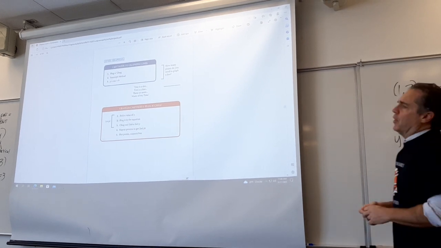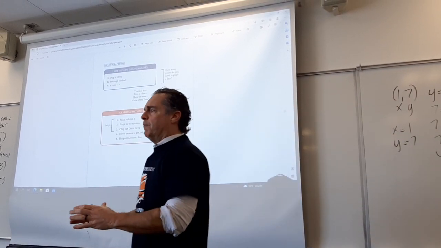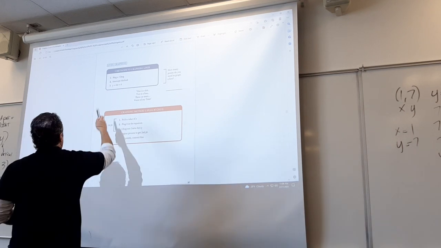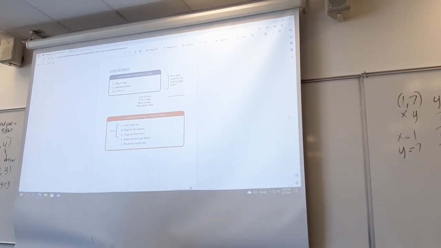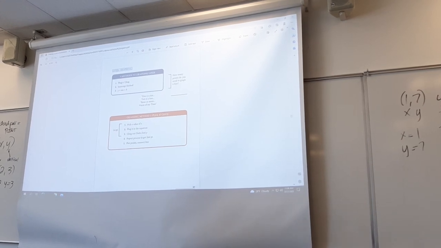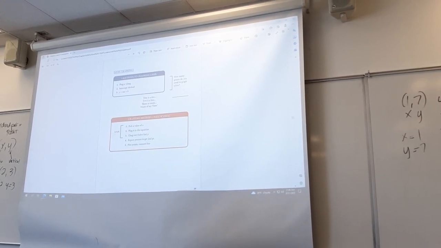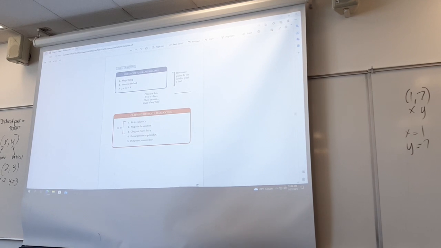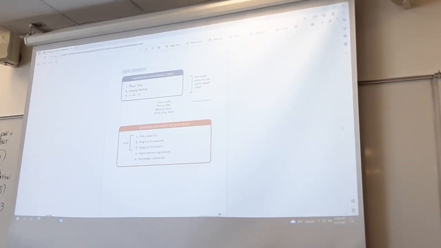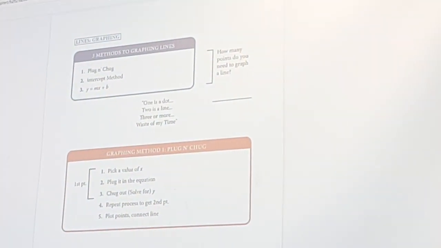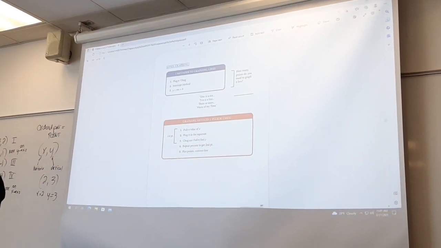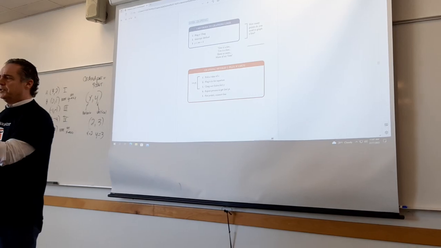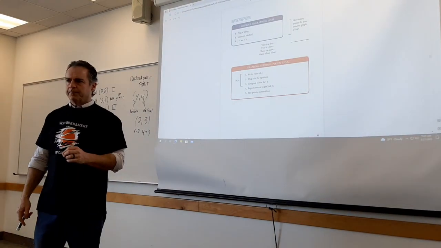Please look at this. There are 3 methods by which we can graph a line: plug and chug, intercept, y equals mx plus b. When you take the test, you can use whatever method you want. But if there was a best method, I wouldn't teach you 3, I would just teach you 1. But each method teaches you something valuable that others don't, that you must know. So we need to learn all 3 methods.